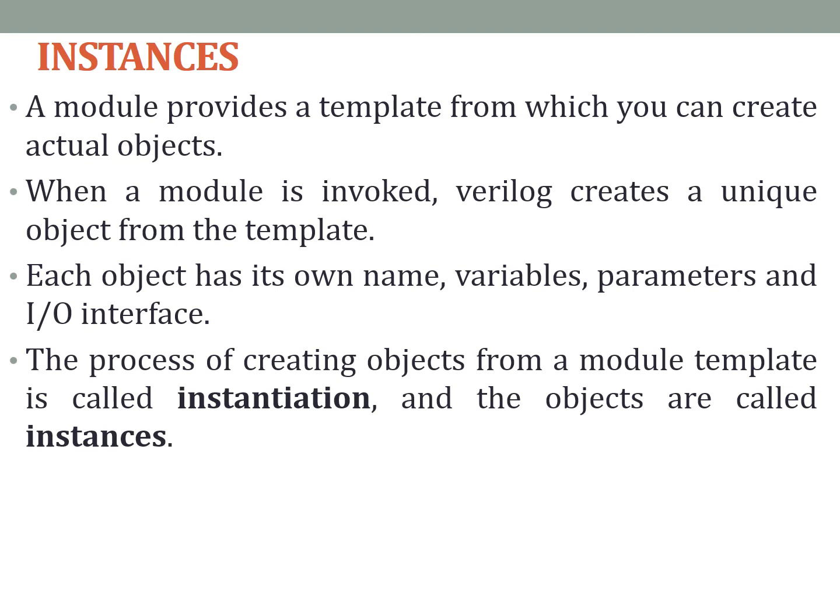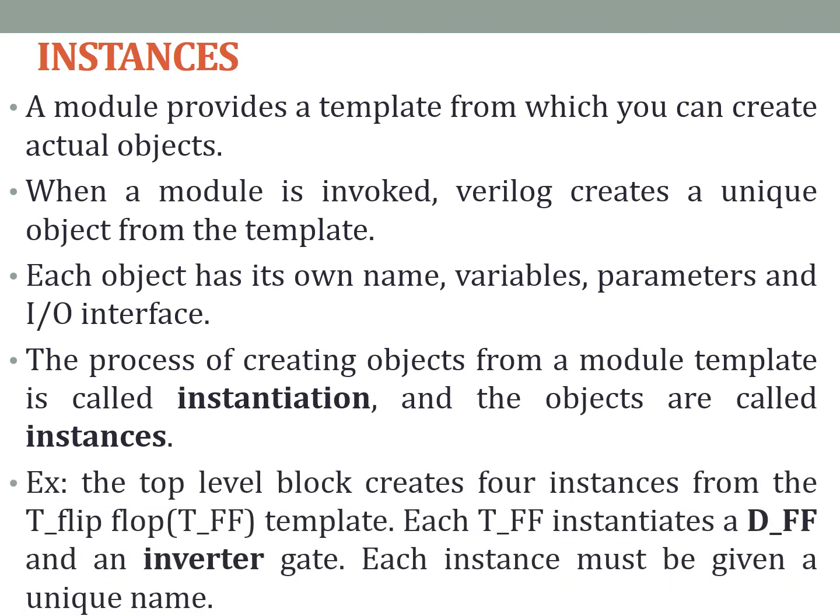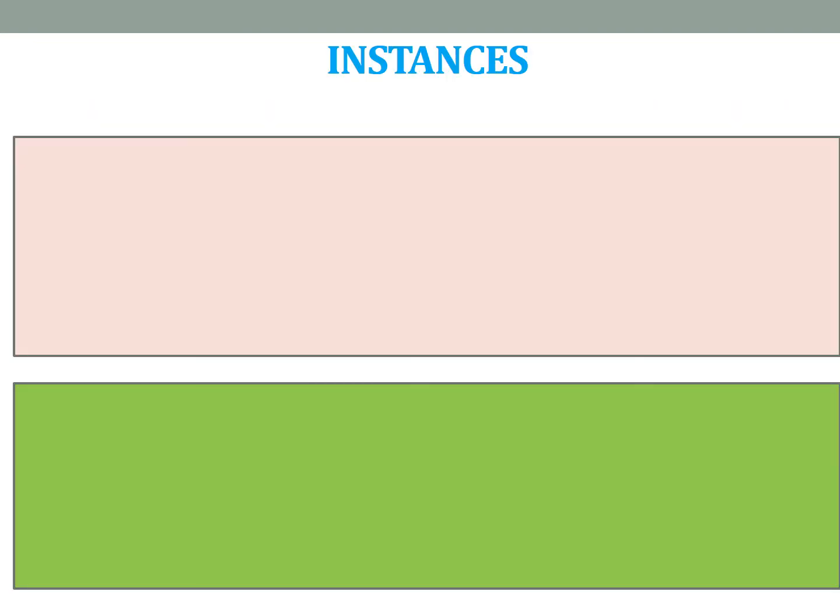We shall understand this with a better example. So in the top level block that we wrote for the ripple counter, the top level block would create 4 instances from the T flip-flop. Each T flip-flop is instantiating or invoking a D flip-flop and an inverter gate. Let us understand instances with an example now.